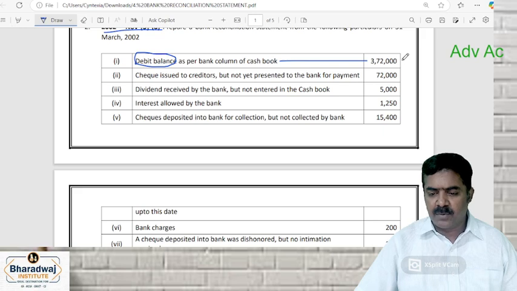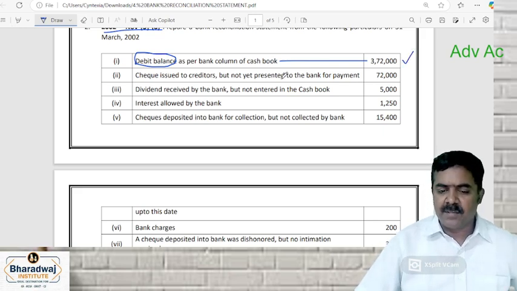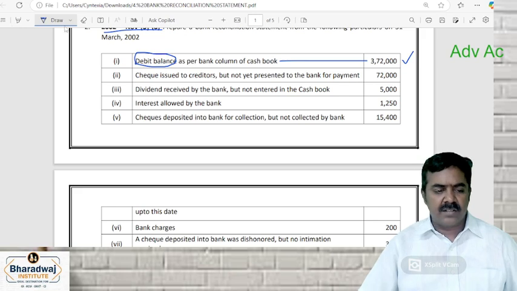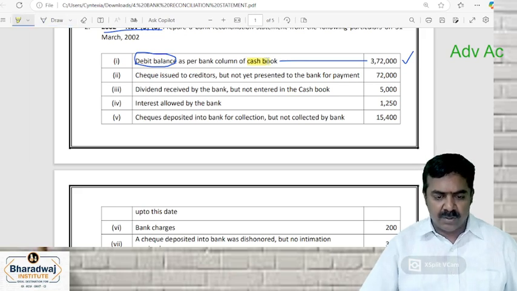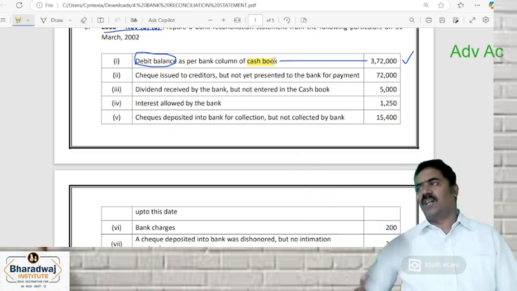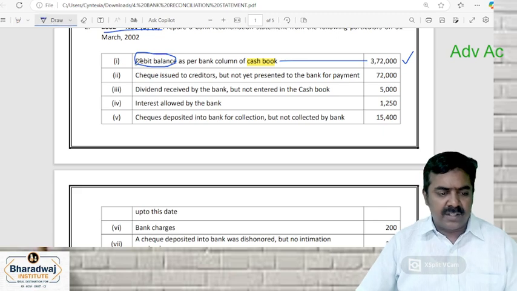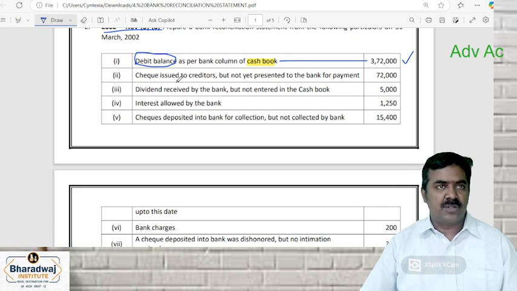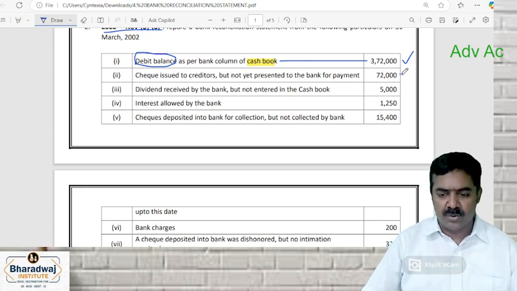Balance as per cash book, which is a normal balance. Look at this: checks issued to creditors but not presented for payment. Who are we? The starting point is the cash book, so we are the customer, and somebody else is the banker. According to the banker, we would adjust. Checks issued to creditors: what would we have done? We would have reduced it. Has the banker reduced it? No. So what to do?